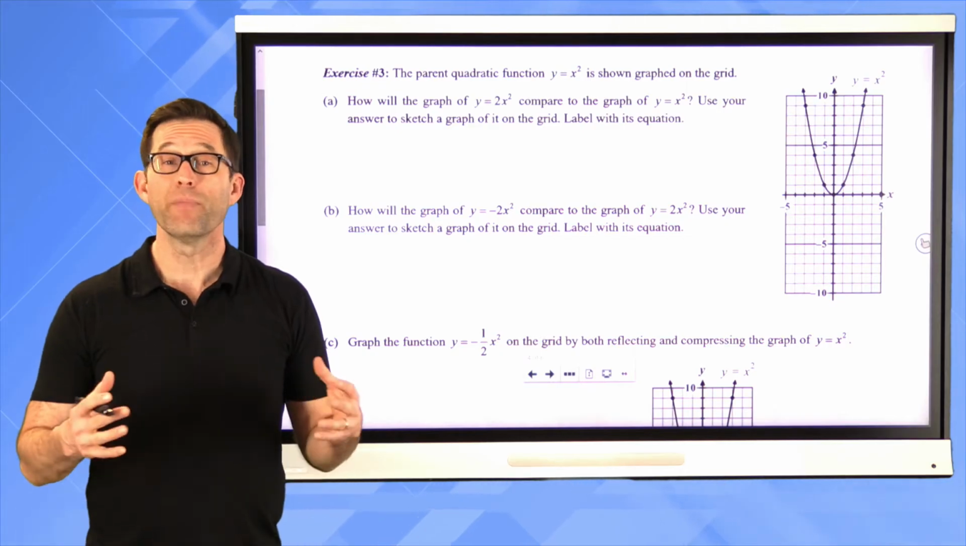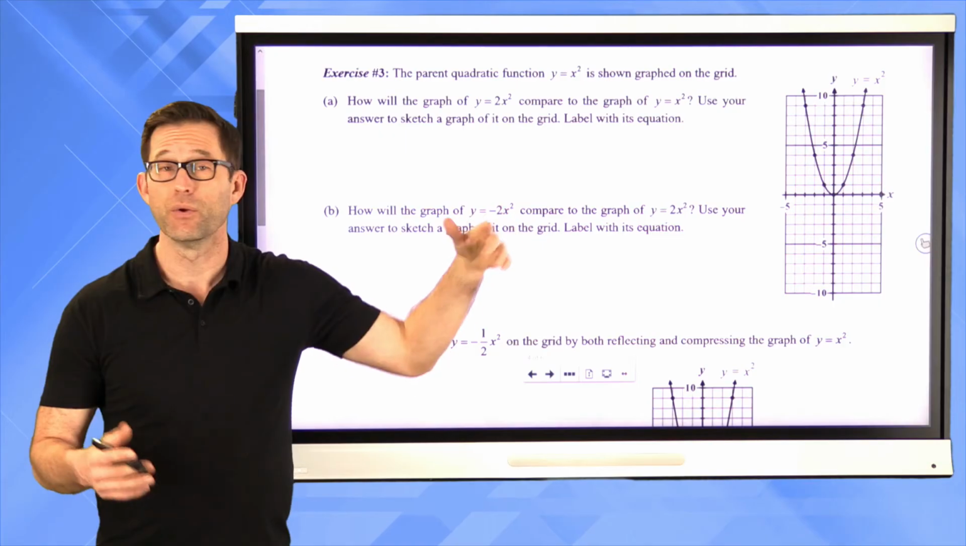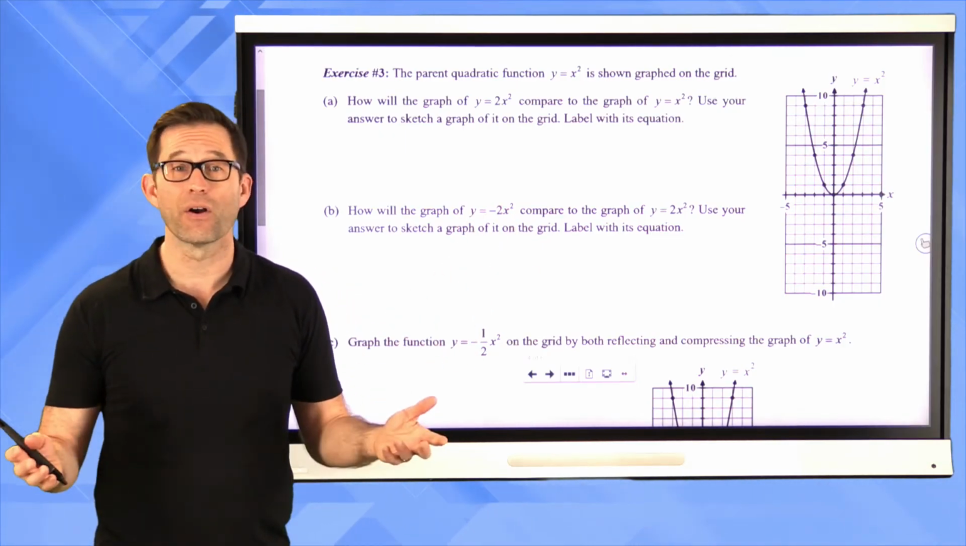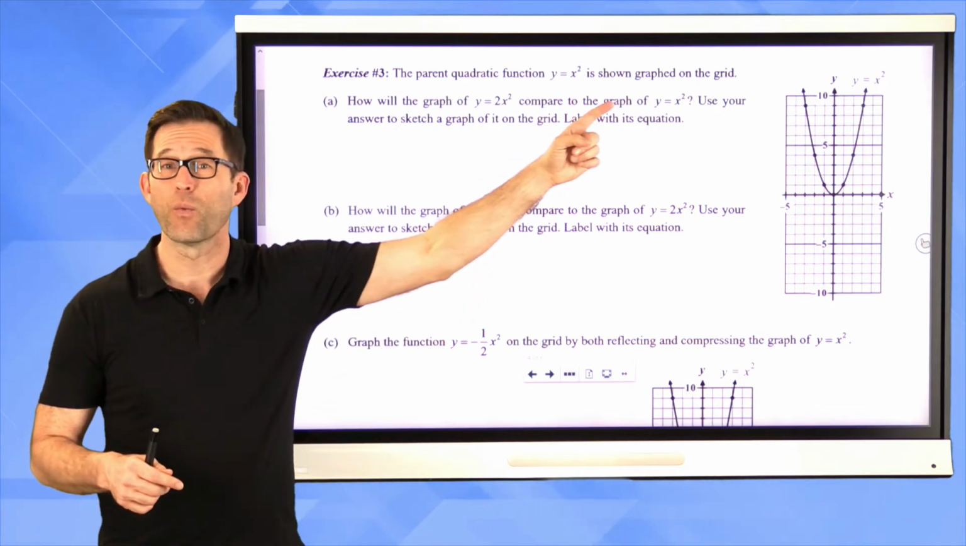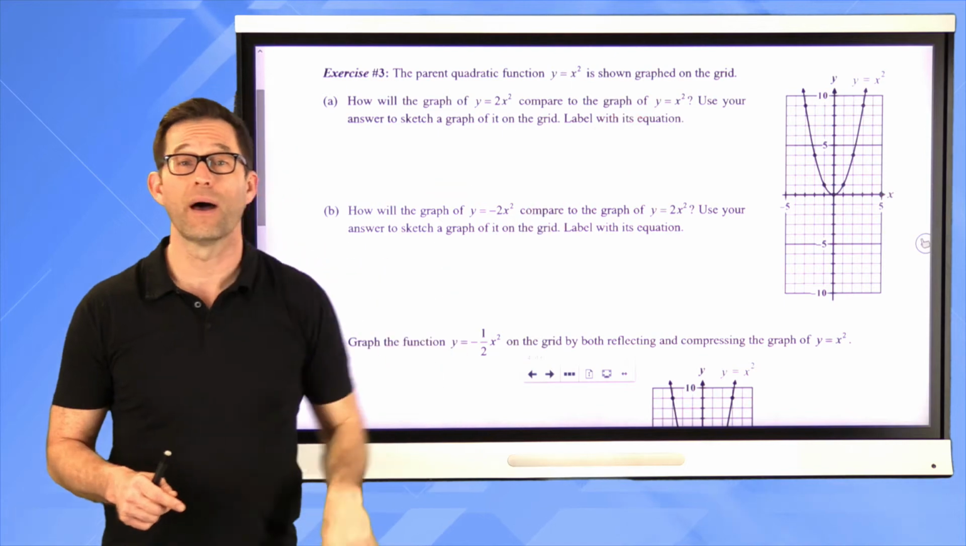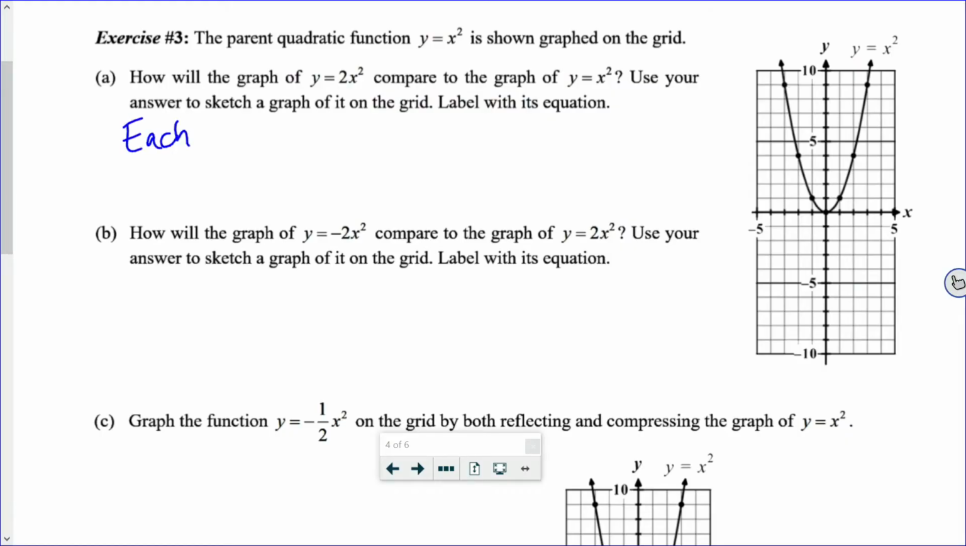Well, this is from our last lesson, it will be stretched vertically by a factor of 2. You could say that, or you could say every y value will be twice as large as the y values on y equals x squared. That's the point, right? 2 times x squared versus 1 times x squared. So either way, each y value will be twice as large. Or you could say it will be stretched by a factor of 2.